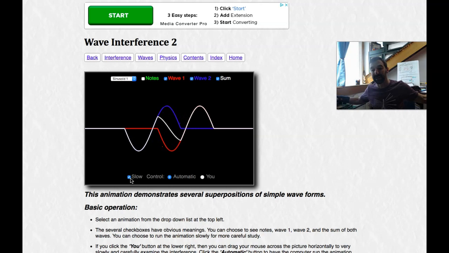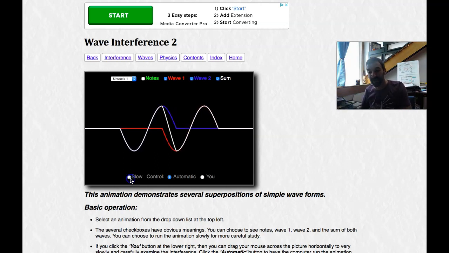And then it keeps going like nothing happened. They don't even care that they were interacting.